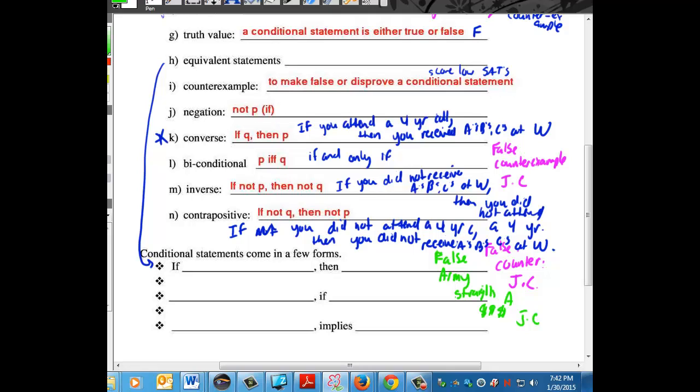All right, next we're back to our equivalent statements. So here's what we want to say here. If today is Friday, then tomorrow is Saturday. Okay, well the if can also come second, and here's what I mean. I can say tomorrow is Saturday if today is Friday.